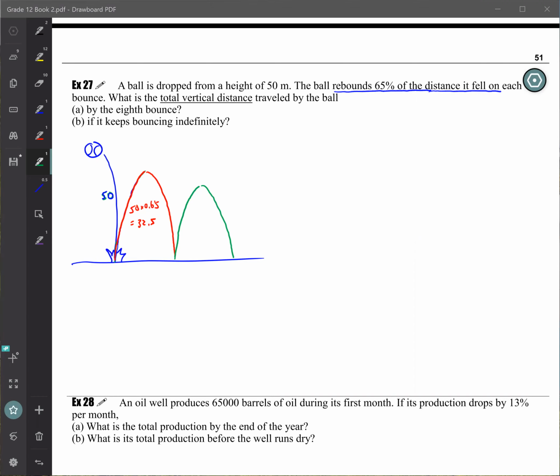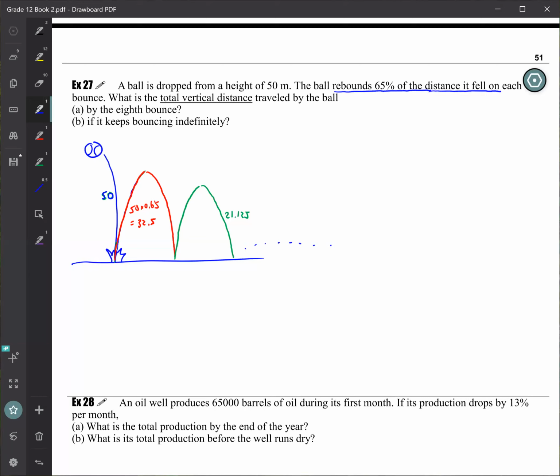Can you raise your hand if you found it? Okay, Garrick, what do you have? What's the green height? 21.125. Okay, so the pattern will keep on going, bouncing, bouncing, bouncing. Eventually it will be very close to the ground, and you won't be able to tell it's bouncing at all. You can imagine that it keeps on bouncing. Eventually, it looks like it's stopping.